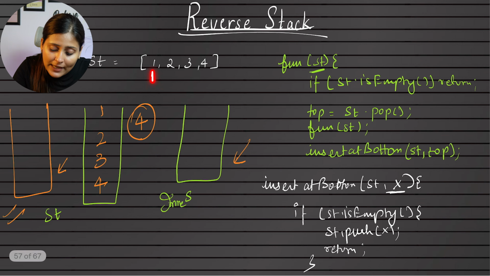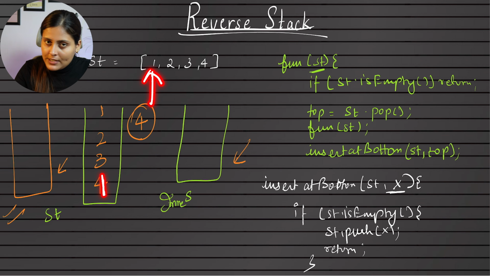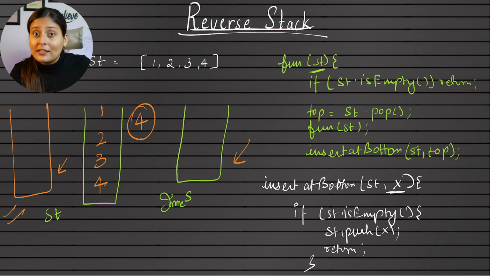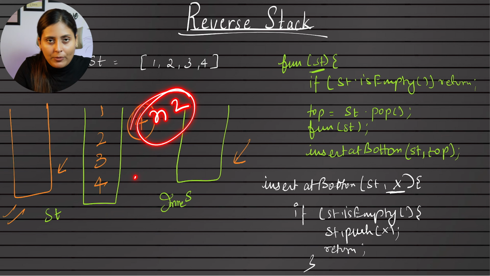So to insert 1 first, we have not reversed any time. To insert 2, we have popped here and then inserted, and then 2 back, correct? Again, to insert 3 we have popped 3 times, then 4 times. So for 1 time, 2 times, 3 times, it is nothing but n square time complexity.